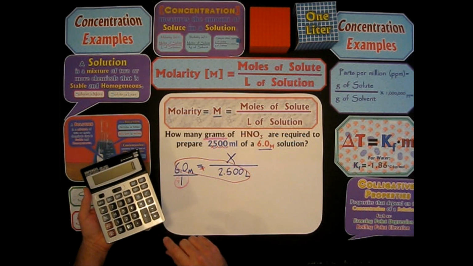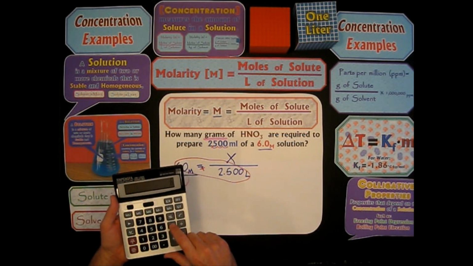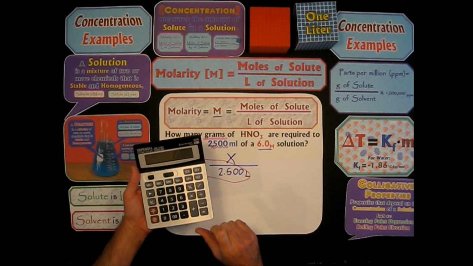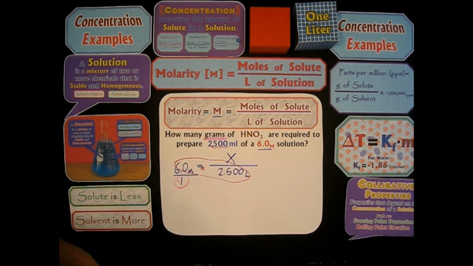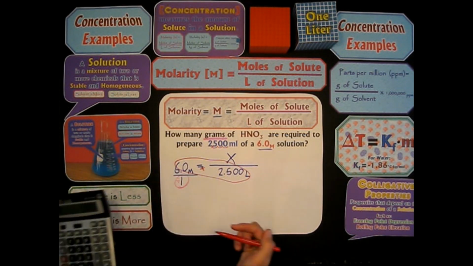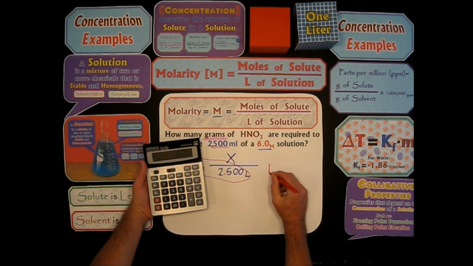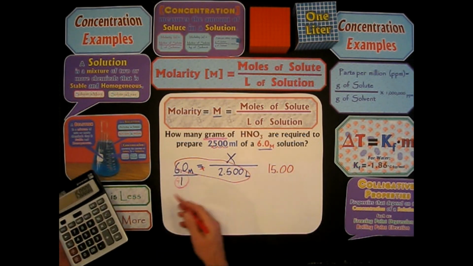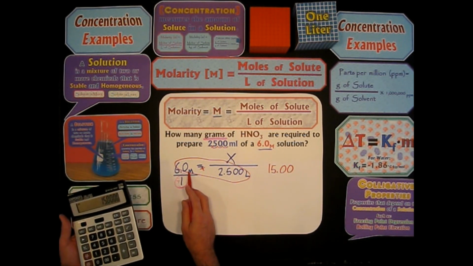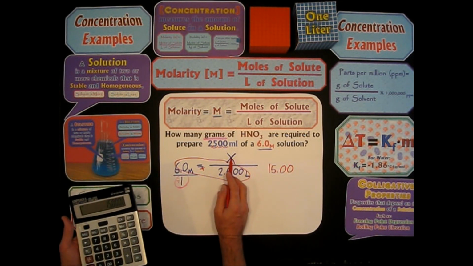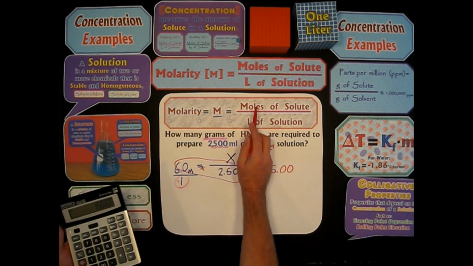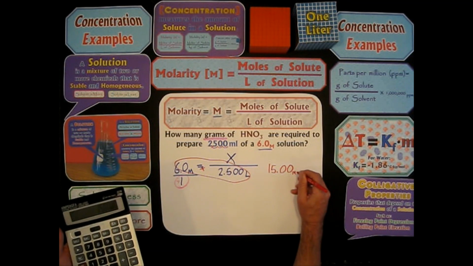So let's see. 6 times 2.500 equals, and what do you know? It equals 15.00. And what would my unit be here? This is getting confusing. Oh wait, what am I solving for? I'm solving for that X. What units would that have? That X would be in moles.